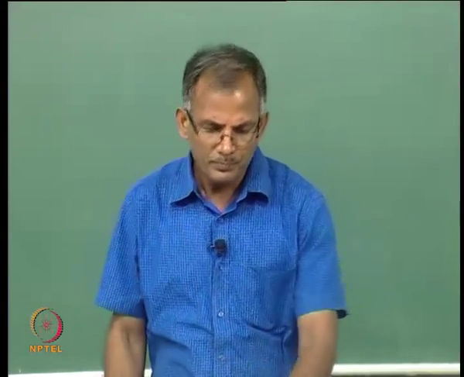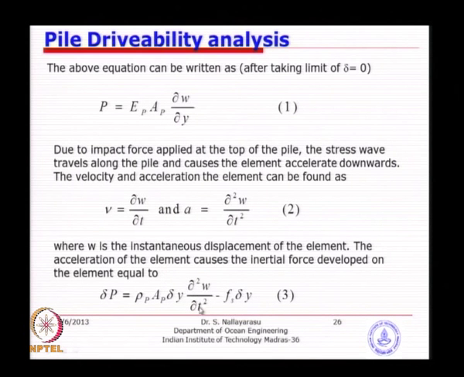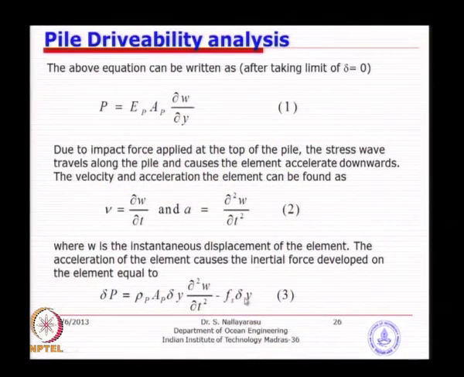And r, I just forgot to tell you here, is the inertial force generated due to the mass of the accelerating component of that small element minus the resistance offered by the soil. If the soil resistance is uniform throughout, then you can take that Fs multiplied by delta y.